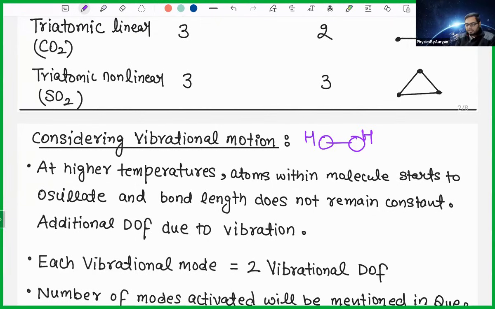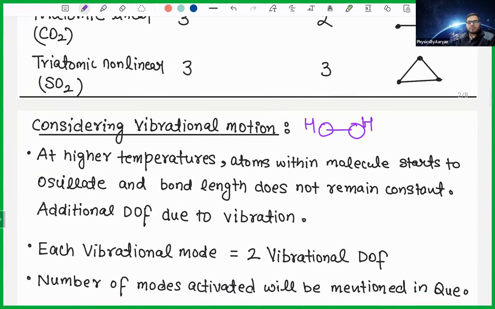Start vibrating. Okay? So if they start vibrating, the bond length does not remain constant. Obviously, you understand this idea that if you are oscillating or vibrating, the bond length between them will also start to change. So because of the vibration, a new motion is coming.